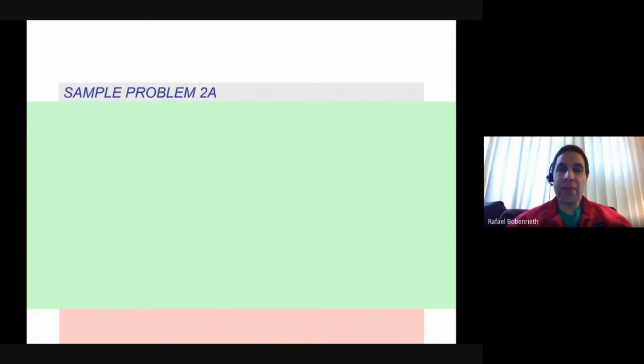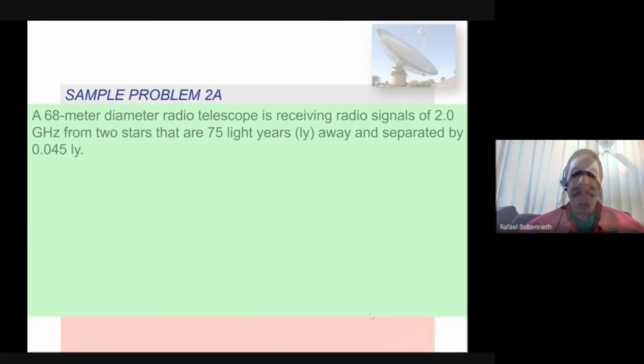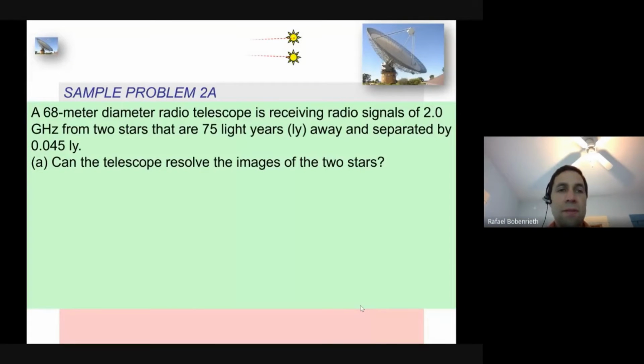Sample problem 2A. And here I believe we get to the other video. So I'm going to transition. I have a 68-meter diameter radio telescope receiving radio signals of 2.0 gigahertz from two stars that are 75 light years away and separated by 0.045 light years. Can the telescope resolve the images of the two stars? Meaning, can it really distinguish that it's two distinct stars as opposed to just one star? This is a really common issue in astrophysics.